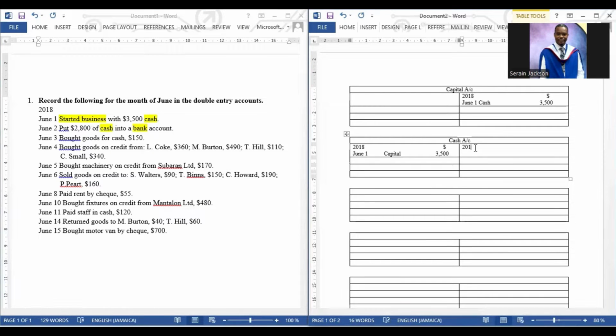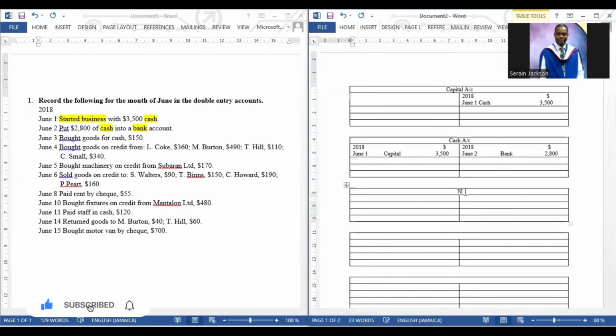So we go again. So 2018, I will drop in our dollar sign. You realize that I did not skip any line, right? So I just continue. So June 2, and you enter the name of the other account that is affected by the transaction. And in this case, it is bank. So it is 2,800, right?